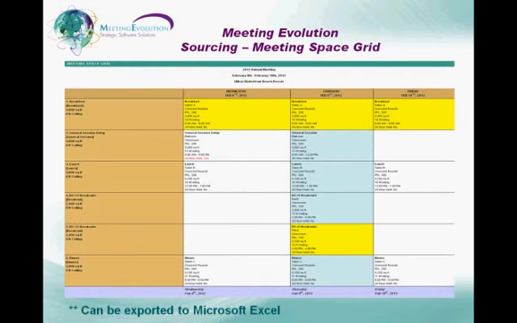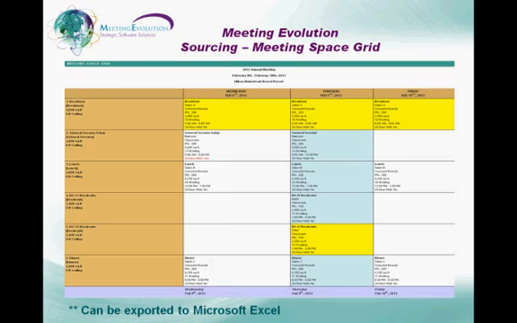Here's another view of the same information. You'll notice on the left-hand side are the functions, along the top are the days, and if you're dealing with a relatively complex meeting, a 4, 5, 6 day event with maybe 150, 200 functions, this is a nice view to help determine if we have any holes within our agenda, and this too can be exported to Excel to work with.